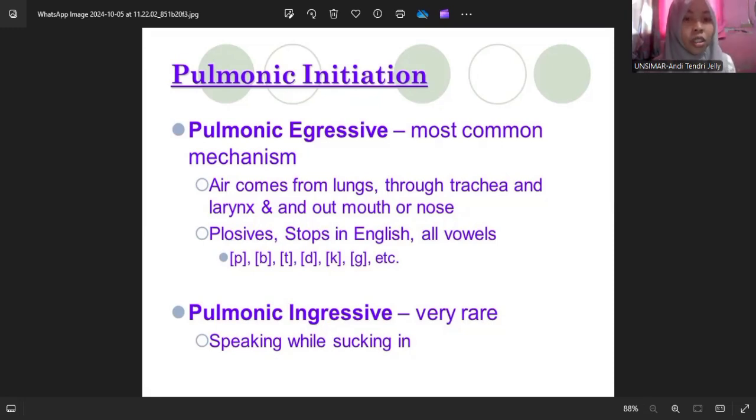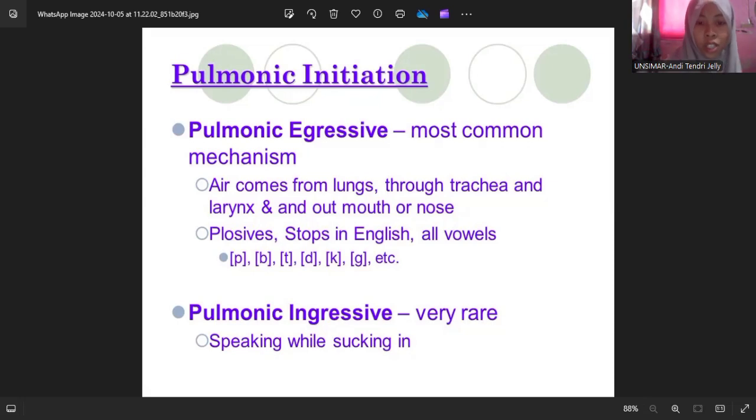Pulmonic egressive sounds are the most common type of airflow used in speech production. Most consonants and vowels in various languages around the world are pronounced this way. In contrast, there are other imitation mechanisms, such as Glottalic and Velaric. For example, click sounds found in some African languages use Velaric imitation, which involves air being moved by the tongue rather than the lungs.